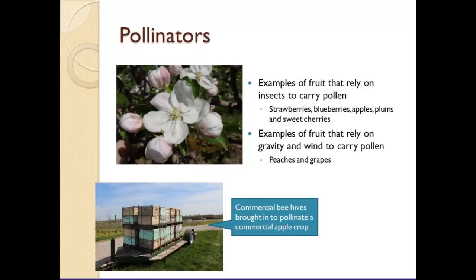The strawberries, the blueberries, apples, plums, and sweet cherries are the ones that rely more heavily on insects to carry pollen than on wind. And those that rely pretty much on gravity and wind are the peaches and grapes. Now, those that rely on gravity and wind, that does not mean the insects don't do some of the pollination, but it is mostly gravity and wind that does it. So that's just some good information.